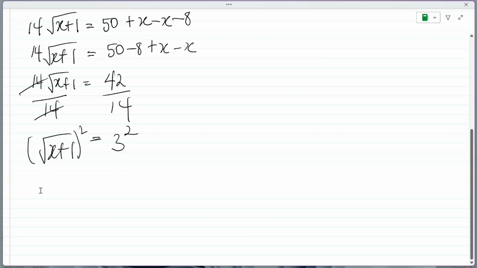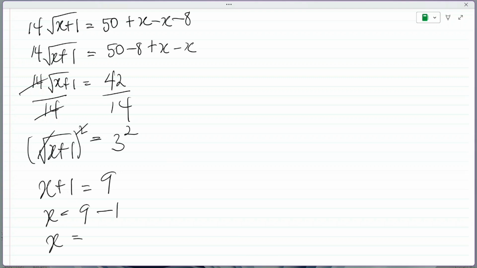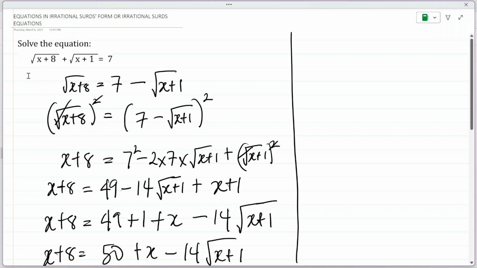So on your left side, the square cancels the square root, you'll be left with x plus 1 equals, on the right side you have 3 square. 3 square is not 6, it's not 3 times 2. 3 square is 3 times 3, which is 9. So you have x plus 1 equals 9. Then you subtract 1 from both sides, or you say plus 1 crosses the equals sign and turns to minus 1. x equals 9 minus 1 is 8. x is therefore 8.